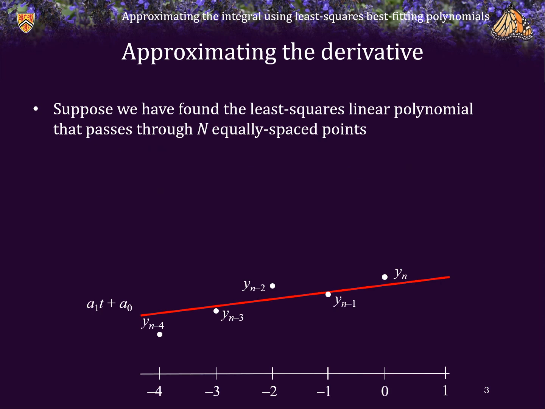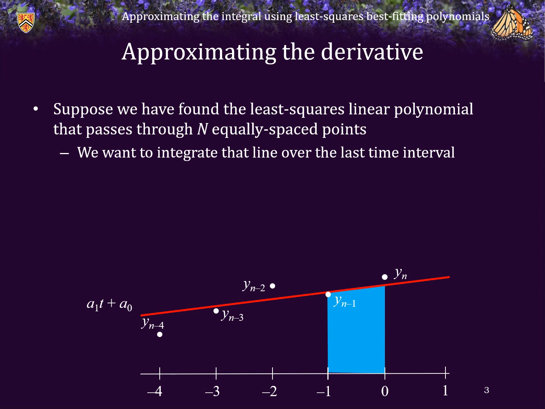So as before, we have found the least squares best fitting linear polynomial that passes through n equally spaced points. All right. Well, if we wanted to integrate over that last time interval, so our last sample point is taken at the scaled and shifted point 0, that is the value y sub n, and we'd like to estimate the integral over this last time period.